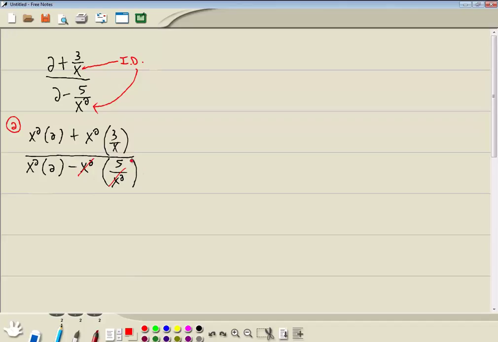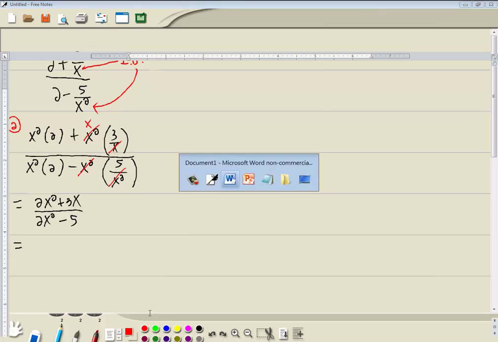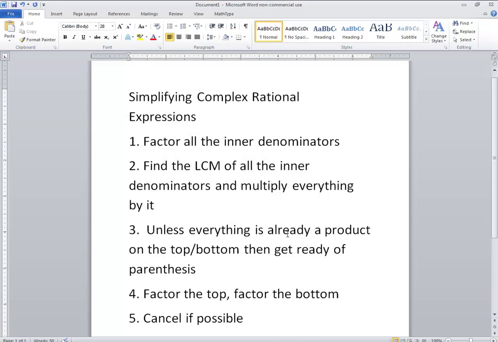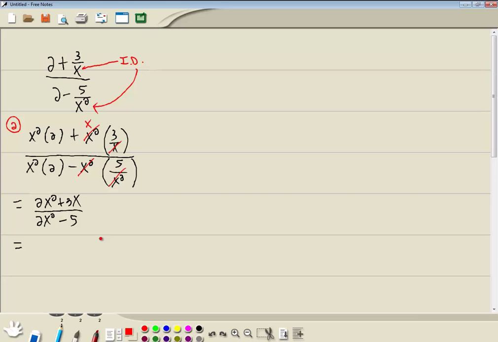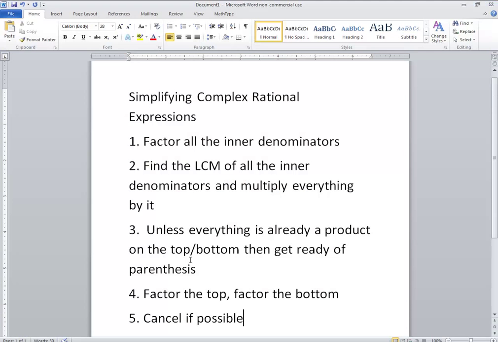Well, that x squared cancels that, and this x cancels one of these x's and leaves us a single x up here. So we're going to have 2x squared plus 3x over 2x squared minus 5. Now step 3, unless everything's already a product from top and bottom, then get rid of parentheses. There are no parentheses in this one, so that's done.